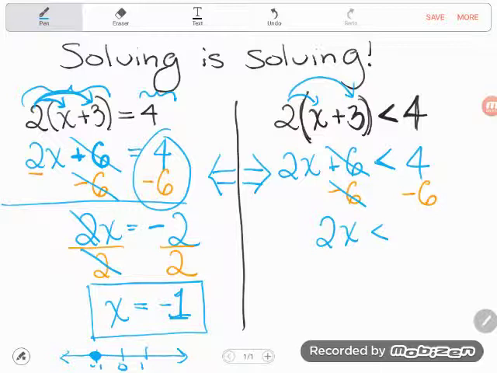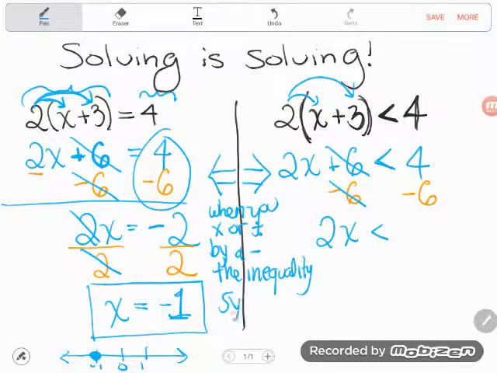The only new thing you have to learn is when you flip. It doesn't come up in this problem, but you do need to know it for the GED. So when you multiply or divide by a negative number, the inequality symbol flips. So like a less than would turn into a greater than, and so on and so forth. But it doesn't happen in this problem. I didn't multiply or divide by a negative. I just subtracted 6, so no change. 4 minus 6 is negative 2.